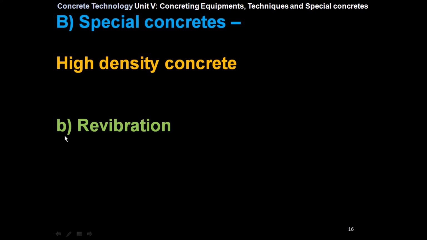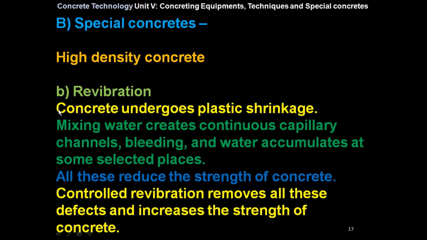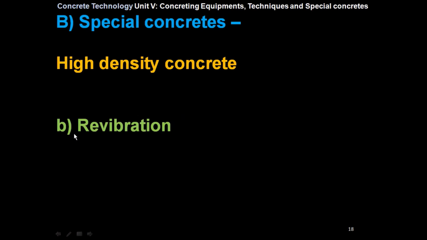Now we will see the revibration. Concrete undergoes plastic shrinkage. Mixing water creates continuous capillary channels, bleeding, and water accumulates at some selected places. All these reduce the strength of concrete. Controlled revibration removes all these defects and increases the strength of concrete. So we have seen the second, revibration.